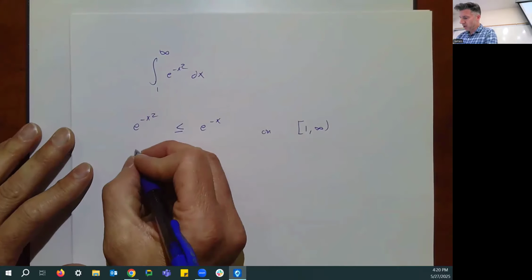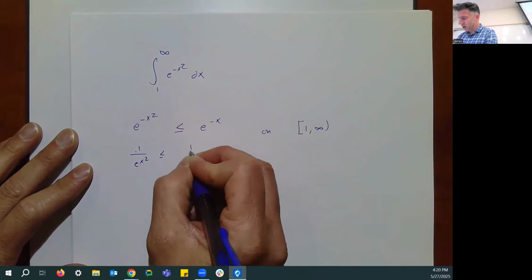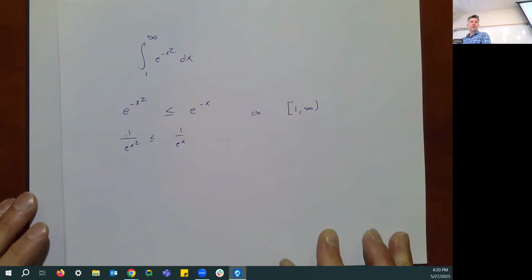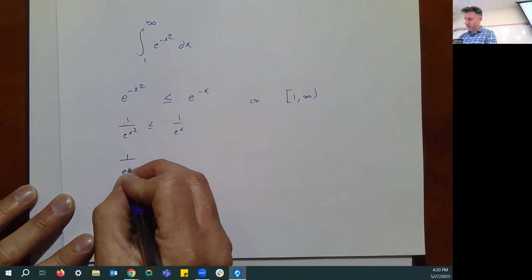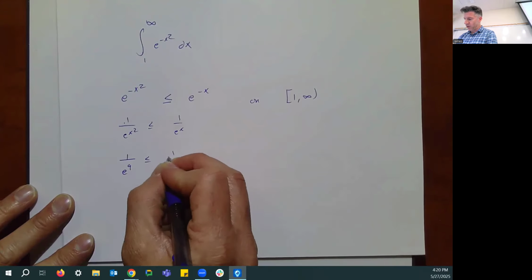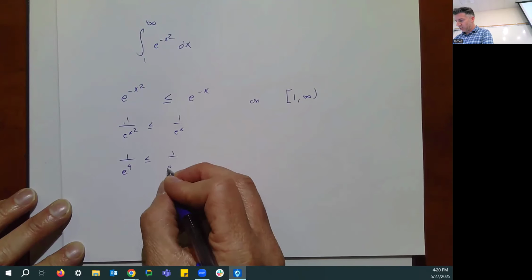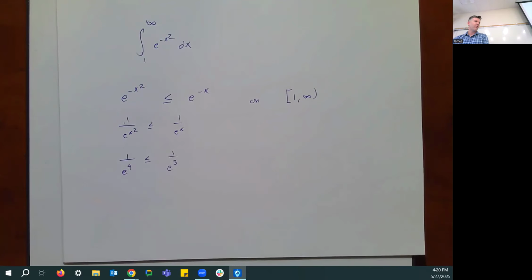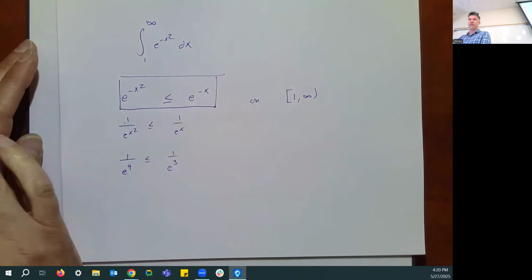Let's see. If I rewrite this as 1 over e to the x squared, and this is 1 over e to the x. So if I plug in something like 3, is 1 over e to the 3 squared less than or equal to 1 over e to the 3? Is that right? It is. So it is true that e to the negative x squared is less than or equal to e to the negative x on that interval.